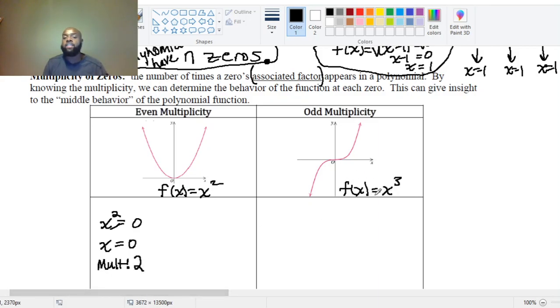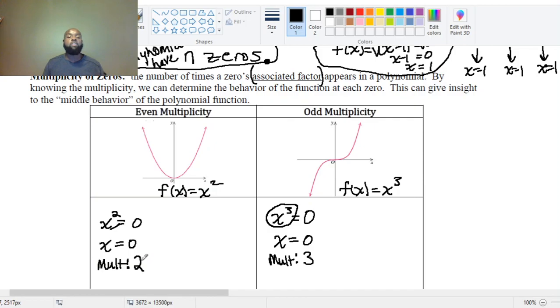If I wanted to find the zero of f of x equals x cubed, I take x cubed. That's the associated factor, because if I take the cube root of both sides, I get x equals 0. This is the thing that allowed me to see that x equals 0 was my solution. For the multiplicity, take the exponent of that factor, and the exponent of that is 3. And so that has a multiplicity of 2. This has a multiplicity of 3.